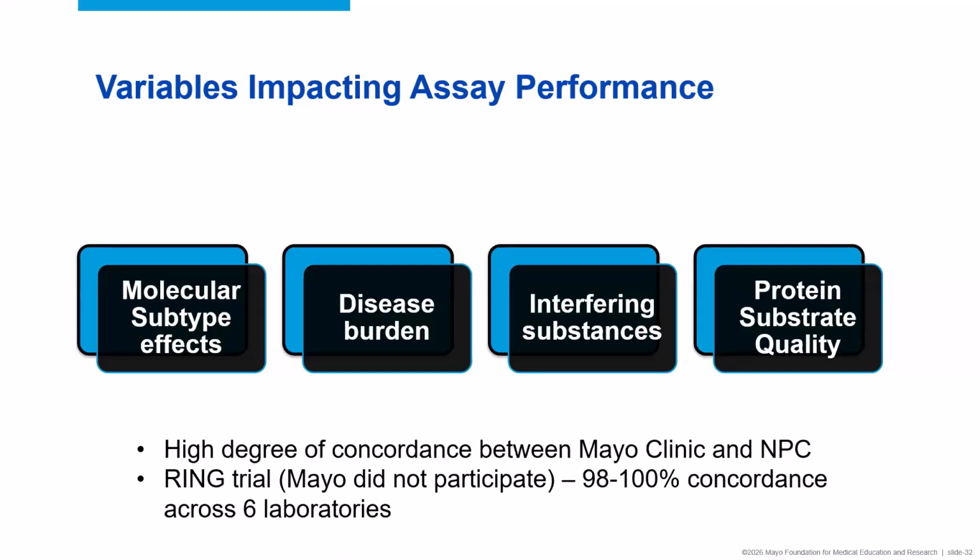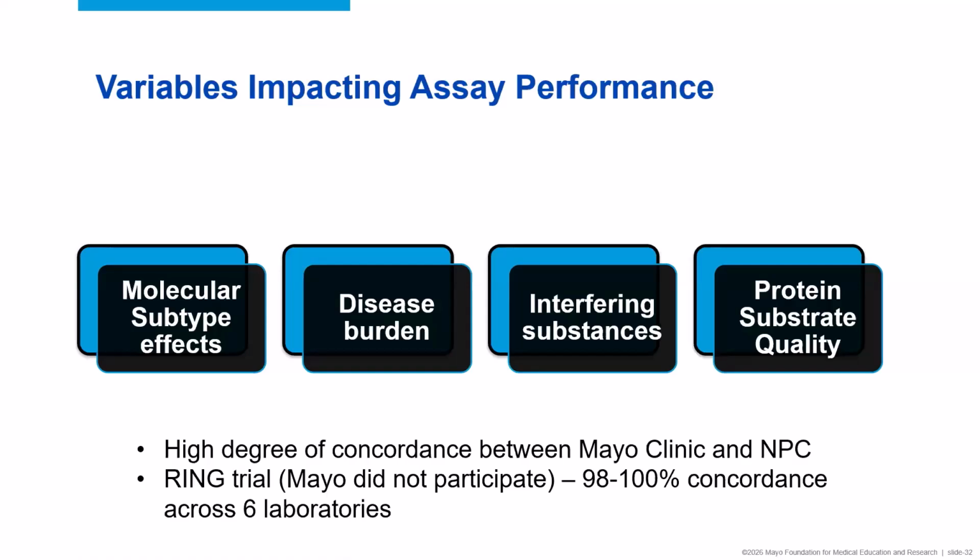The other thing is the presence of interfering substances, and I'm going to talk a little bit about blood contamination shortly. Different labs may have different criteria for how they detect an interfering substance and how sensitive their assay is to an interfering substance. And lastly, the protein substrate quality is critically important. In summary, though, we have very high concordance with the National Prion Center in all the studies we've done.